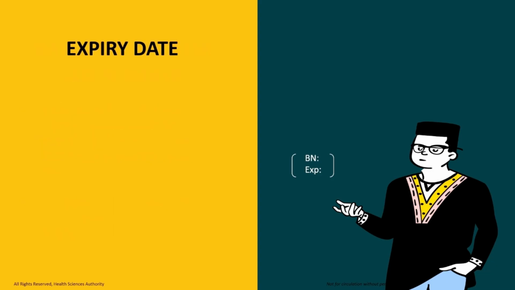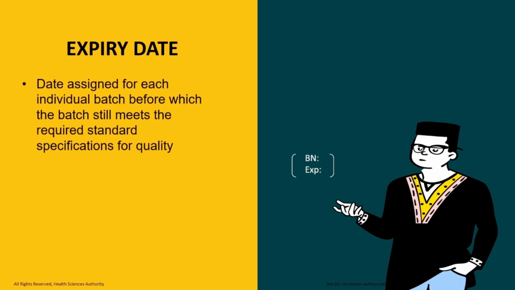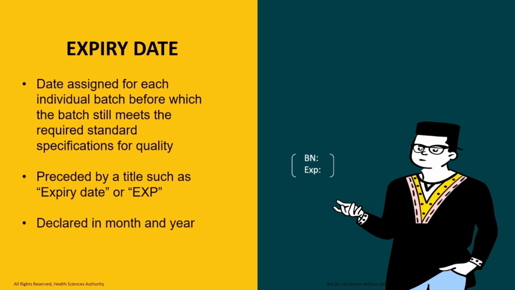Likewise, the expiry date is the date assigned for each individual batch before which the batch still meets the required standard specifications for quality. Similar to batch number, this should be preceded with a title such as expiry date or EXP, and be declared clearly in month and year.